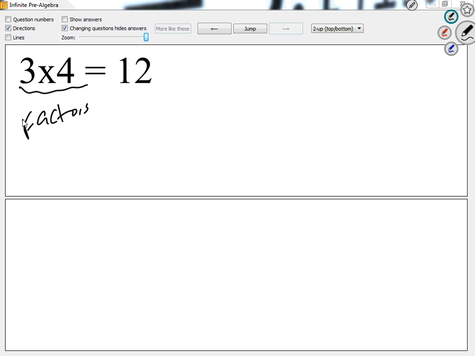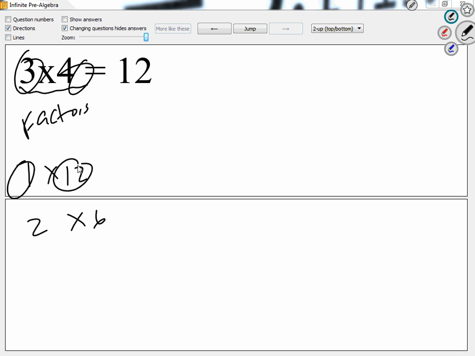Right? So 3 and 4 are both factors of 12. But those are not the only factors of 12. I can also say 1 and 12, and then 2 times 6. So the 3, the 4, 1, 12, 2, and 6, they're all factors of 12. Right? So factors, once again, are the numbers that I multiply to come up, in this case, to 12.